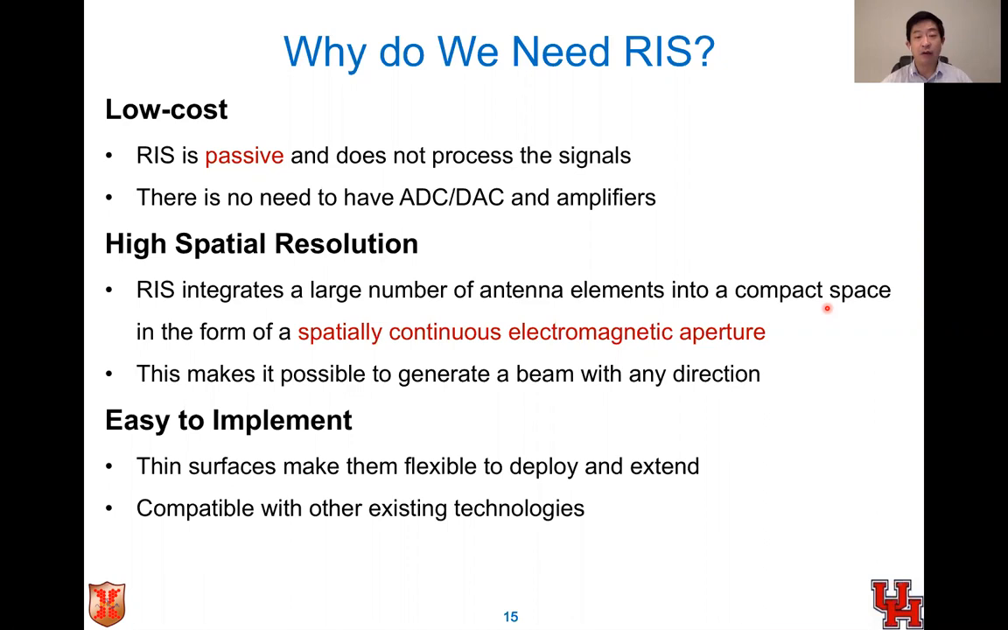RIS integrates a large number of antenna elements into a compact space in the form of a spatially continuous electromagnetic aperture. So basically you have a lot of antennas in a small space, and you can beam to a direction very accurately. Your aperture is very good, so it can beam to any direction, and it is very easy to implement. The thin surface makes it flexible to deploy, extend, and compatible with other existing technology. You just put it outside or inside the building on the wall, and it just reflects.